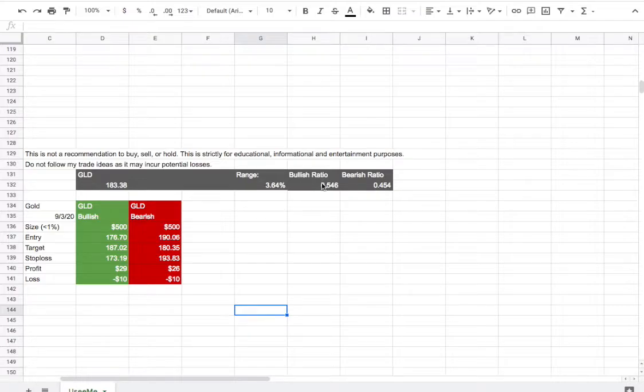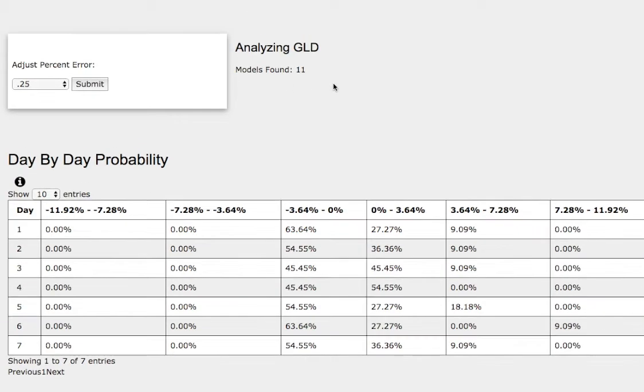So how did I develop these trade ideas? The range, bullish, and bearish ratios come from the day-by-day probability model, which is available in the link below, so do check it out. As we progress to the 5th day or week of trading, we have a 27% chance for gold futures to climb between 0 to 3.6% and an 18% chance for it to climb between 3.6% to 7%. And to the downside, we have a 55% chance for it to fall between 0 to negative 3.6%.